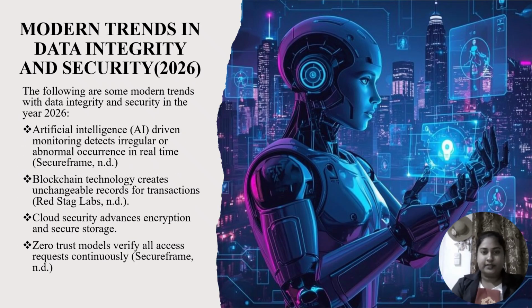We're now going to look at some modern trends in data integrity and security in the year 2026. Some modern trends include AI-driven monitoring, which detects abnormal activities in real time. For example, banks use AI to flag suspicious transactions instantly, helping to prevent fraud before it happens. Blockchain technology creates unchangeable records for transactions, and cloud security ensures safe storage with advanced encryption.